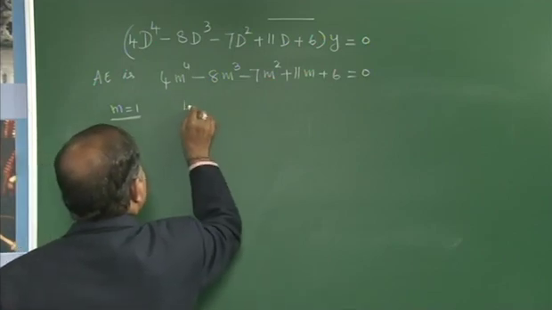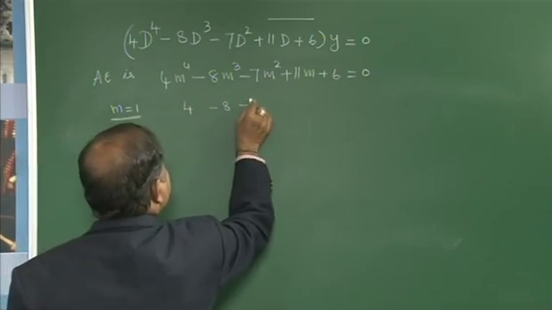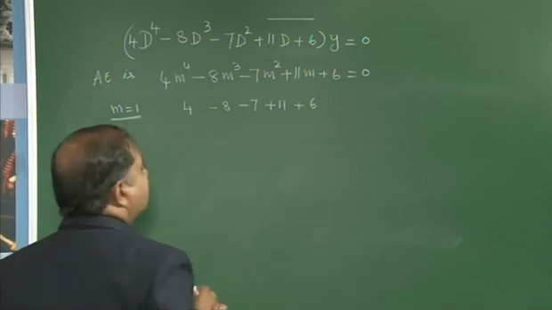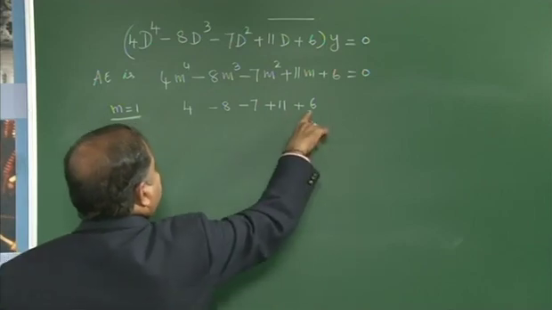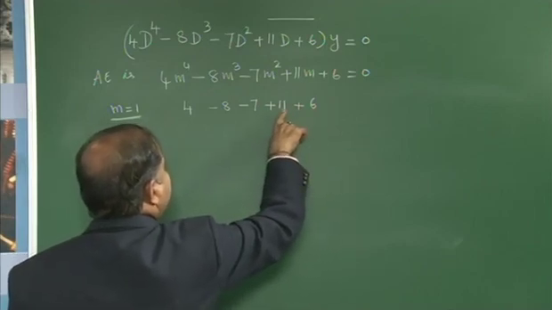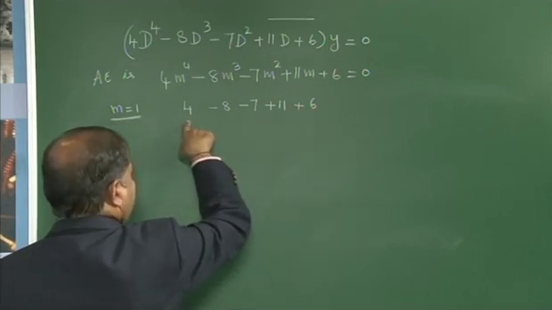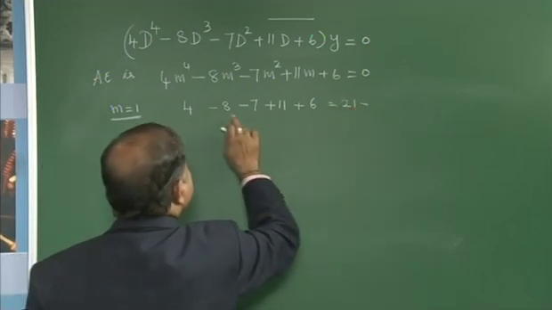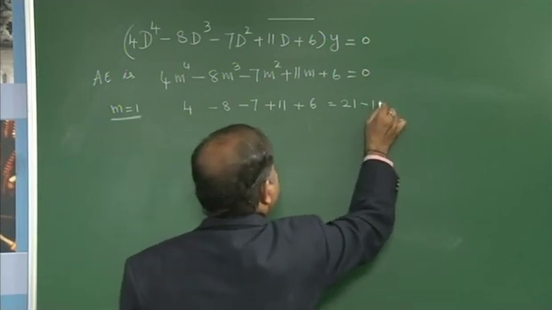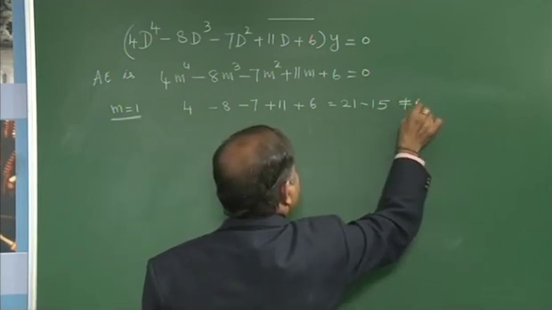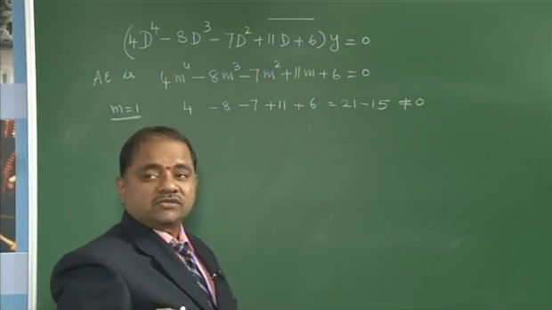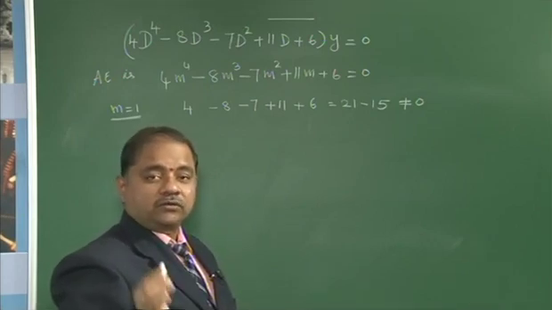What happens? 4 minus 8 minus 7 plus 11 plus 6. What is the total? 6 plus 11, 17, plus 4, 21, minus 15, so this is plus 6. The answer is non-zero. Non-zero means you have not got the root. So m is equal to 1 is not a root.